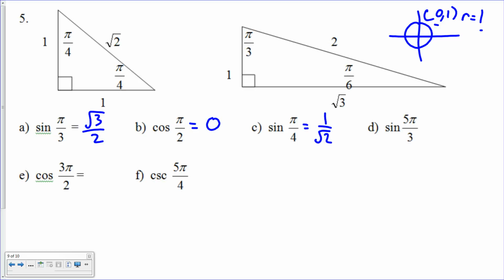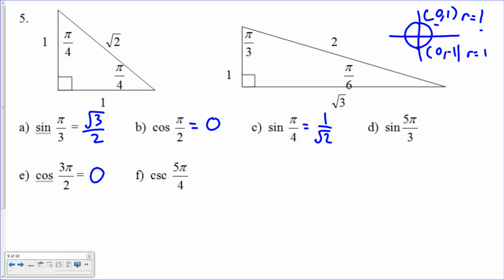Next one I want to skip. Go to cosine 3 pi over 2. Cosine 3 pi over 2, that's down here. Again, get a point. Cosine is x over r, which is 0 over 1 or 0.